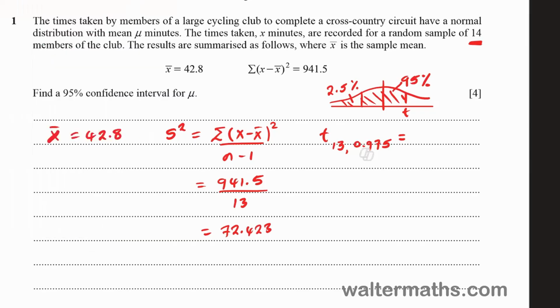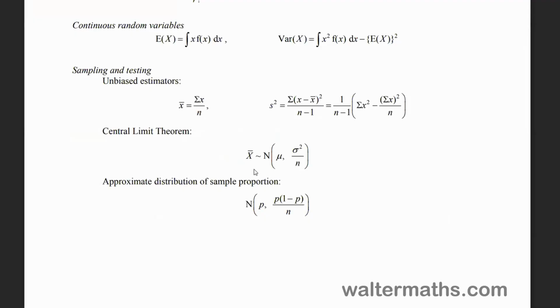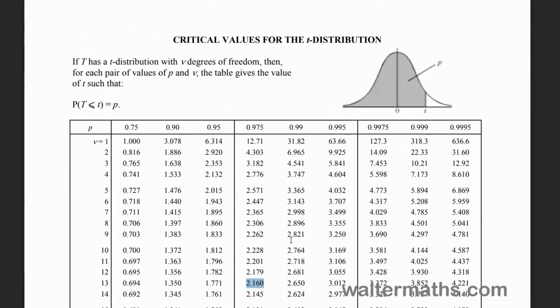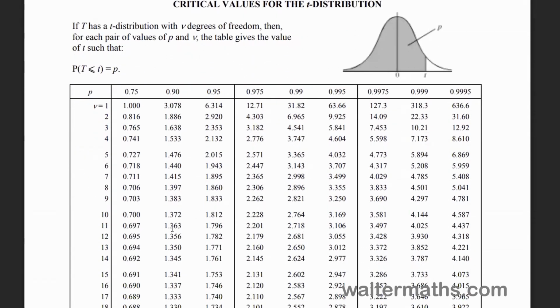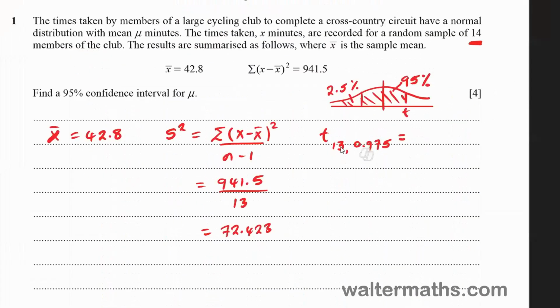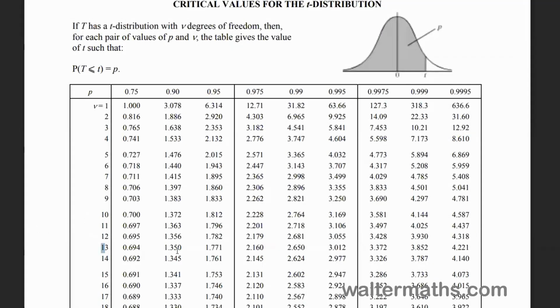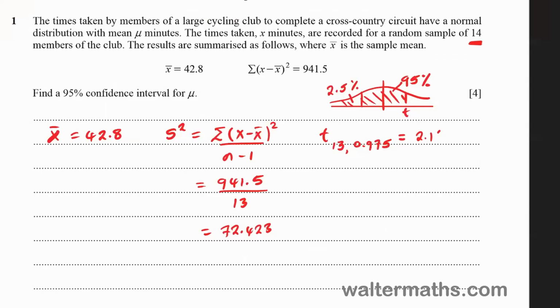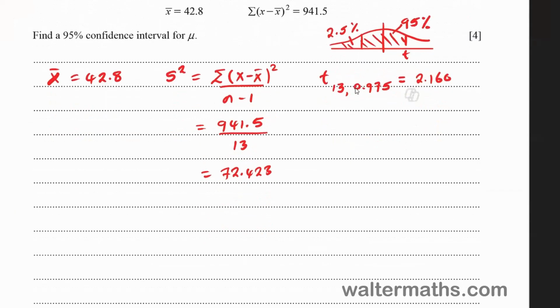All right, we don't need the calculator. Let me bring up the tables. So we scroll down to the T distribution tables. And remember, this is for 13 degrees of freedom and 0.975. So 13 and 0.975 here. This is the value we're looking for, 2.160. So 2.160 is what we're going to be making use of.